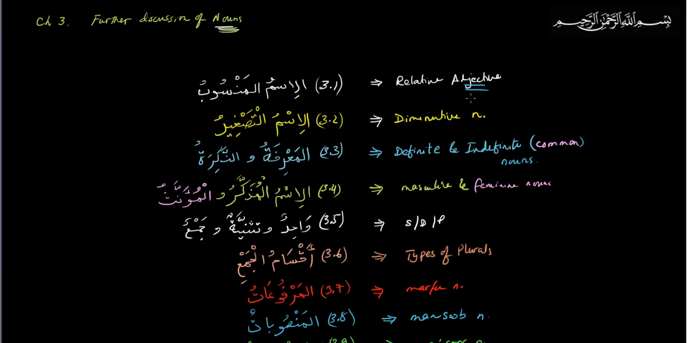The second section, 3.2, al-ism tasghir, tasghir meaning small. Ism tasghir is a diminutive noun, like Hussein is a little Hassan. That's a diminutive noun. You use these affectionately or insultingly. Al-ism tasghir.